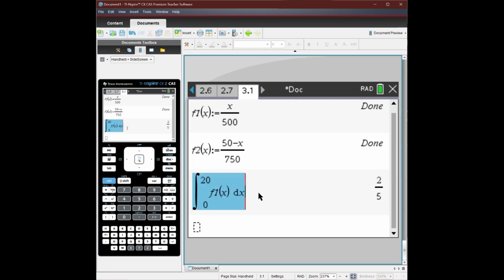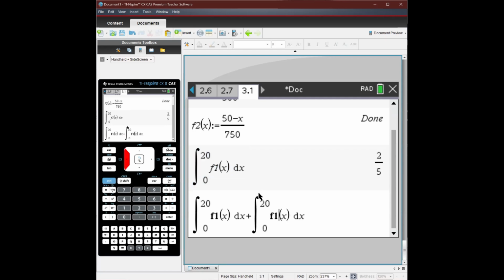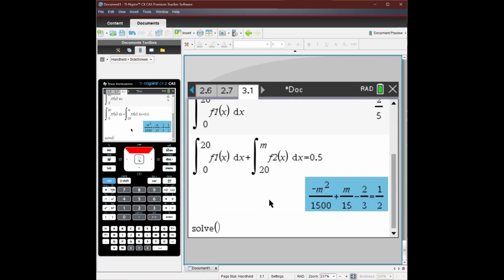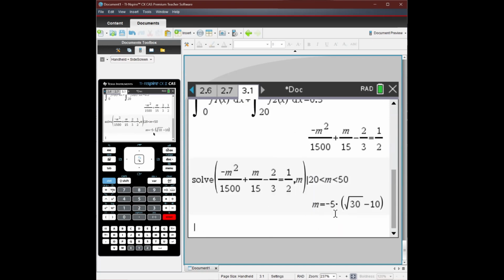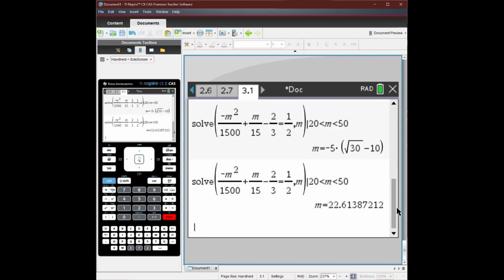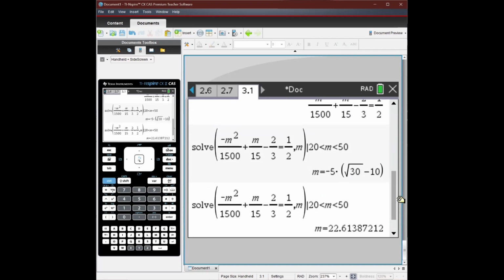So you could say, all right, the integral of f1 of x dx from 0 to 20, plus the integral from 20 to m of f2 of x dx, equals 0.5. And solve this equation for m. And remember, the m has to be within 20 to 50. So this is the exact value, and this is the decimal value, 22.6. Okay. Keep this exact value for later.